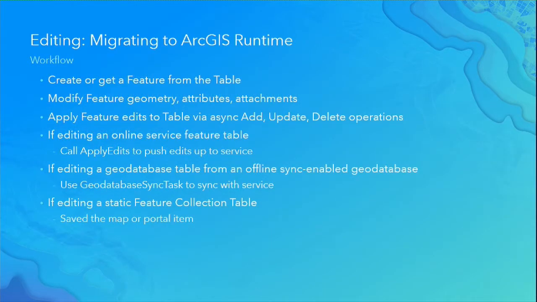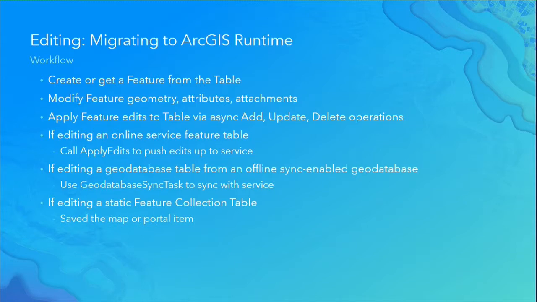So the workflow for editing within the ArcGIS Runtime: you create or get a feature from a table instance, and we have a number of different table types within the API. So there's a geodatabase feature table or a shapefile feature table. You create or get a feature from the table. You can modify the geometry, the attributes, and the attachments. You apply those edits to the table via the methods add, update, delete.